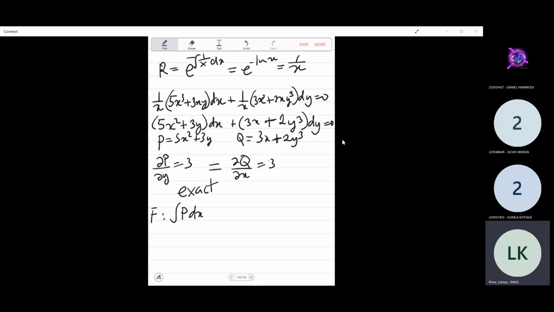This is the integral of 5x squared plus 3y dx, which is 5x to the power of 3 over 3 plus 3xy, and then you add your function of y. You differentiate with respect to y, you will get 3x plus f prime of y, and this must be equal to q.